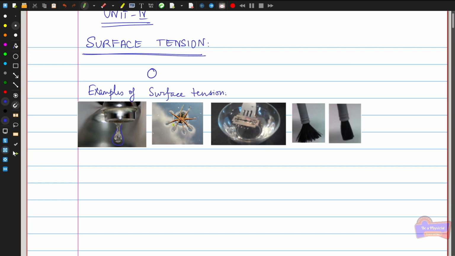The surface tension acts in an inclined manner, and the vertical component of the surface tension supports the weight of the spider. As soon as the foot is lifted from the liquid film, which is under tension, it again becomes flat. So this is another example of surface tension.